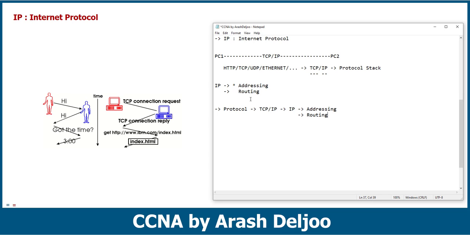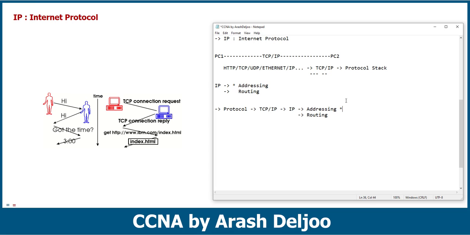You know that every protocol in TCP/IP has some function. Some of them are used for sending or receiving traffic. Some of them are used, for example, for encapsulating the traffic. But here we are talking about IP, one of the protocols of TCP/IP. And IP has two main functions: addressing and routing.